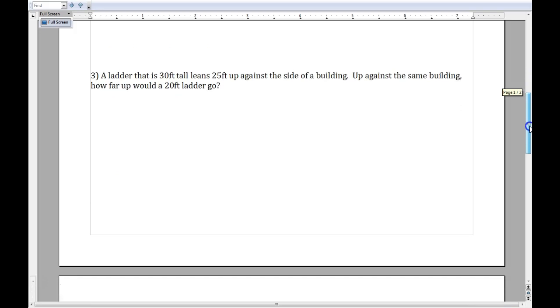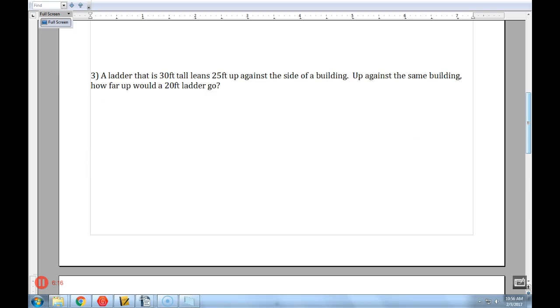Now, coming down here on the bottom, this one's a little bit different. A ladder is 30 foot tall, leans 25 feet against the side of a building. So let's draw that down here. I'd start with the ground, and I have some building, and then I'm going to lean a ladder up to it. There's the ladder. And it's a 30 foot tall ladder, so the blue there is 30. It leans 25 feet up against the side of a building. So it reaches a height right here of 25 feet.